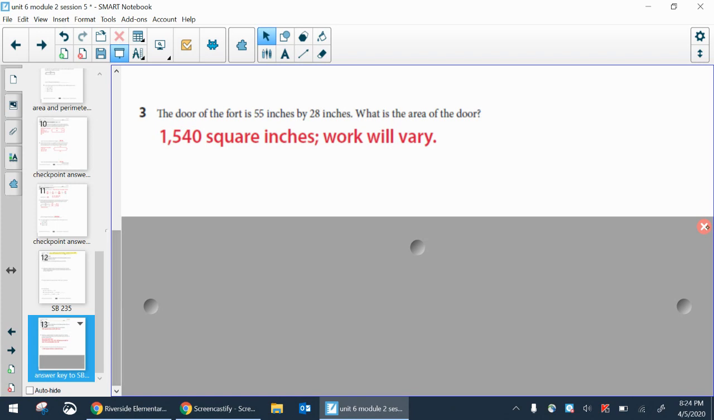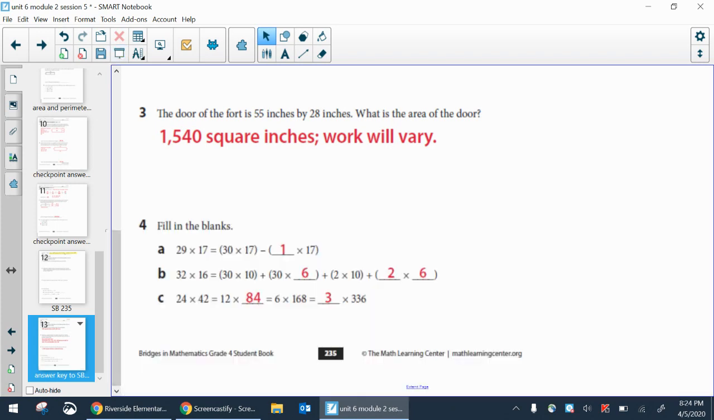And then lastly, we have fill in the blank, where for some of these, we're trying to get to friendlier numbers. It could be the over-under strategy that we've worked with in the past. Could be the distributive property that we've looked at in the past. Could be doubling and halving strategy that we've worked with in the past as well.